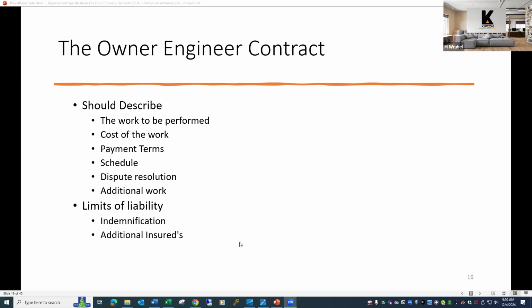And also the contract should include limits of liability. If something were to happen, if there was an injury, what are the limits of liability?